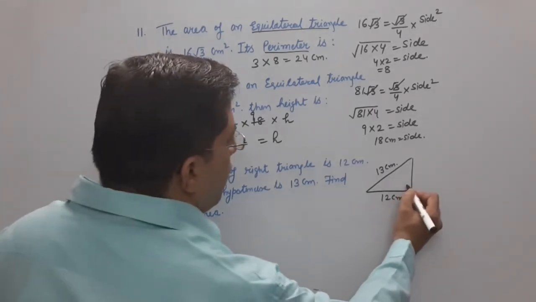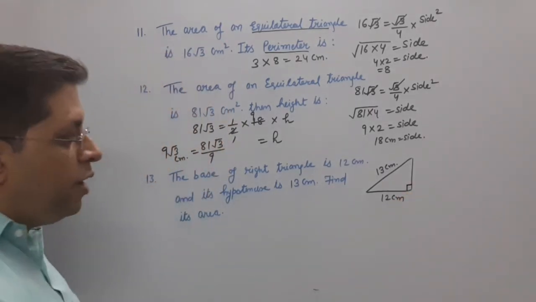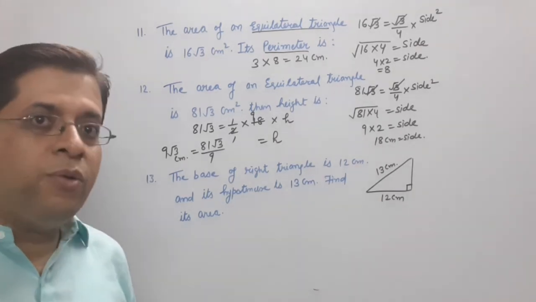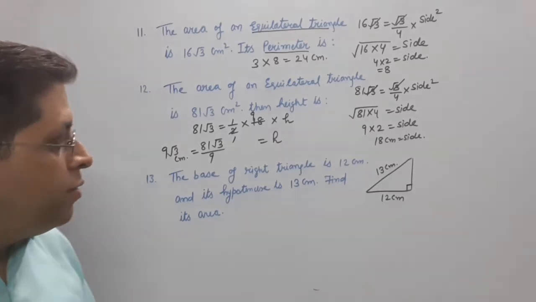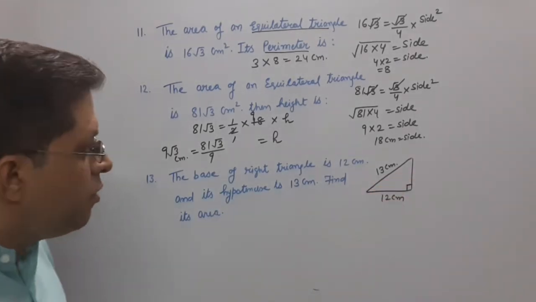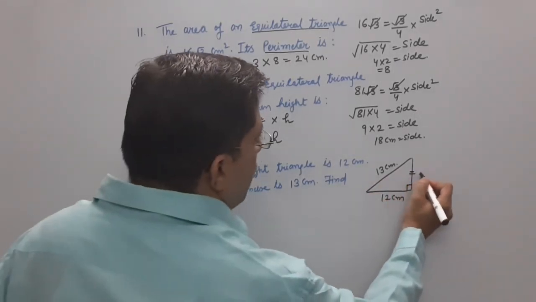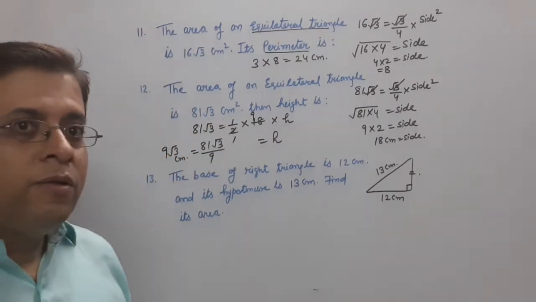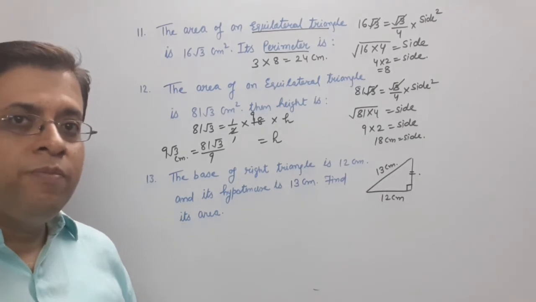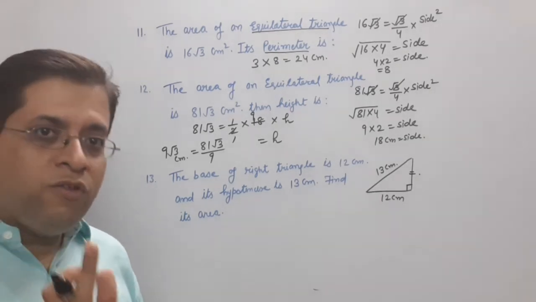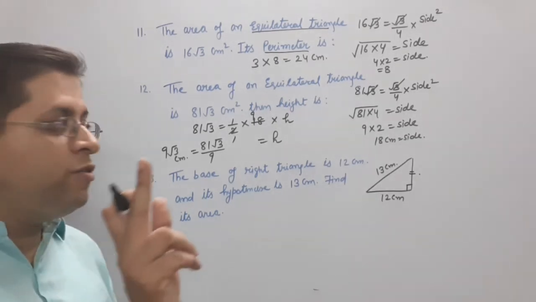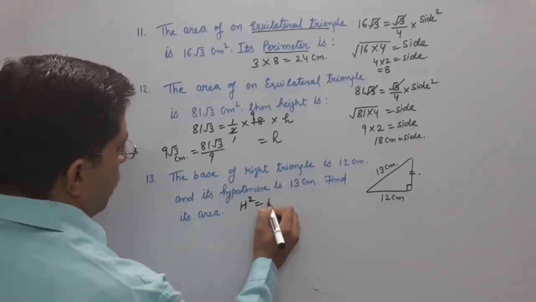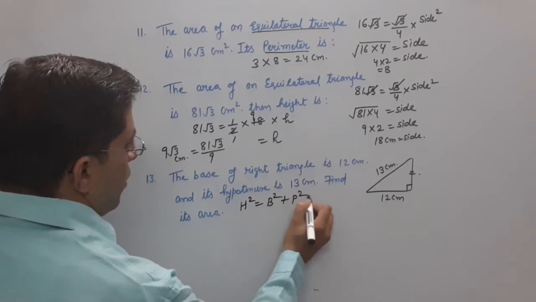How to get the area of a right triangle? For the area of a right triangle, what do we want? We want its altitude, or we can say its height. How can we get this height? This is your perpendicular, and by the Pythagoras formula you can get the perpendicular. What is the Pythagoras formula? h square is equal to b square plus p square.